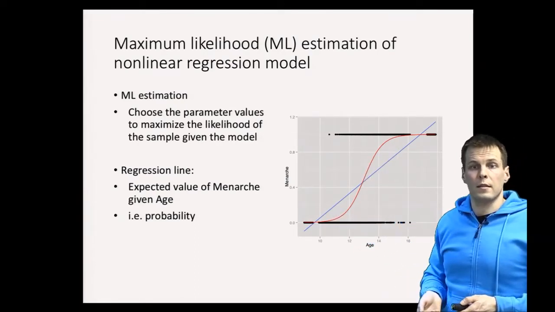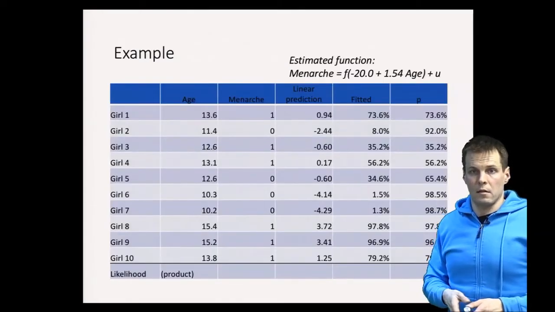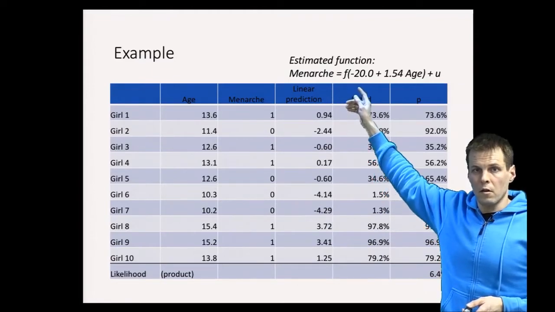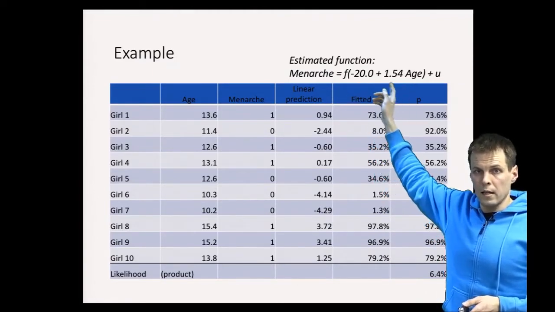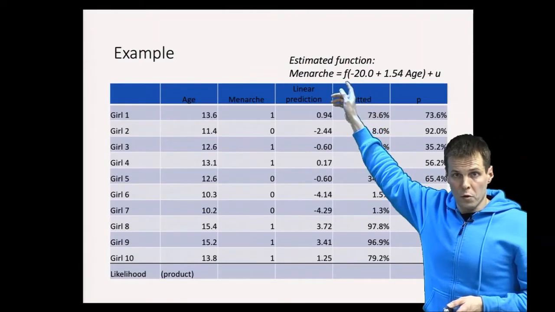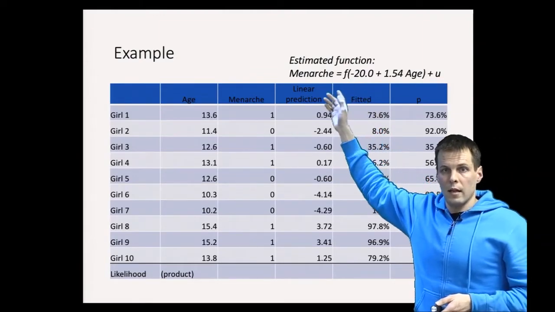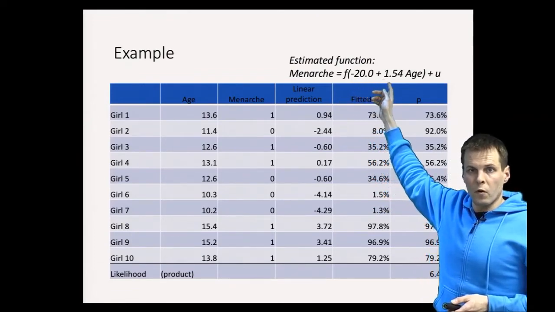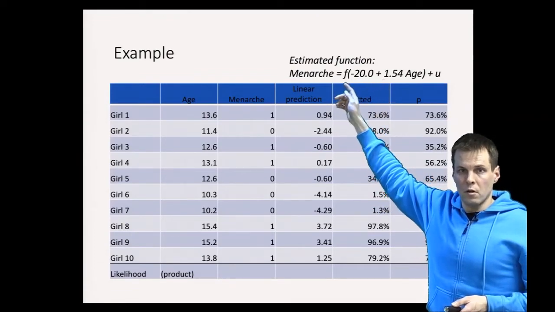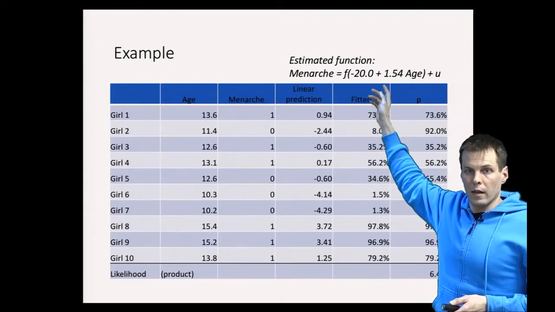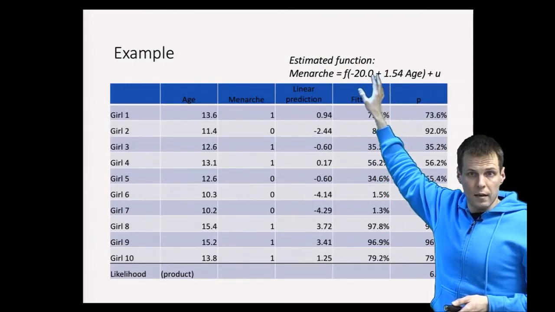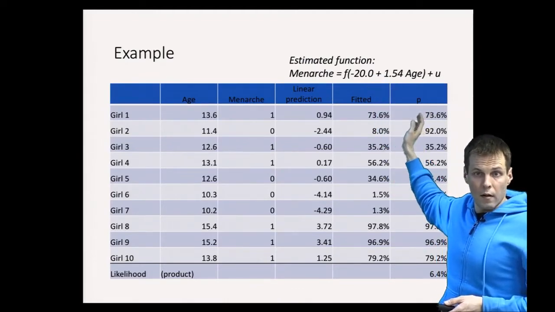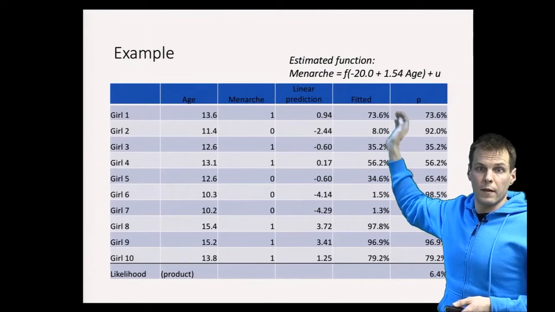How it works in practice is that we have some kind of guess. So we guess that menarche is a linear function of age and an intercept transformed using the logistic function. So let's say that the intercept is -20 and the effect of age is 1.54. We apply logistic function to the linear prediction, and then we calculate. That gives us the expected probabilities. Then we check how likely that particular observation is given the fitted probability.